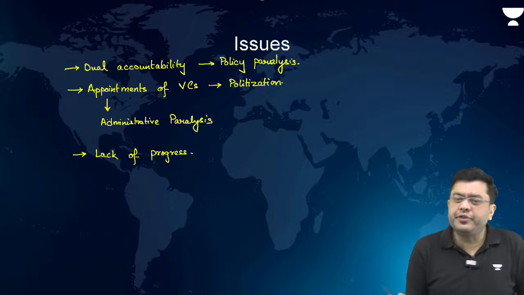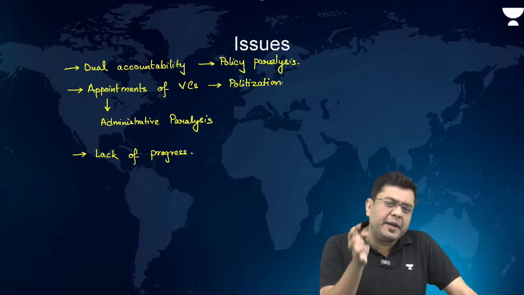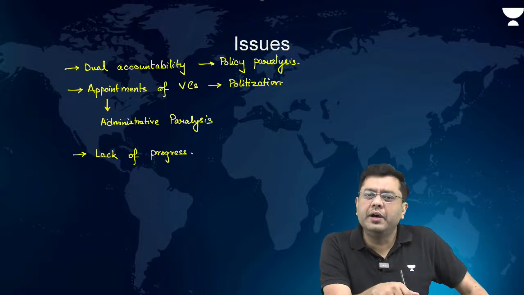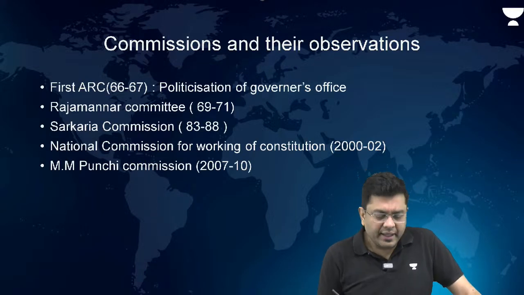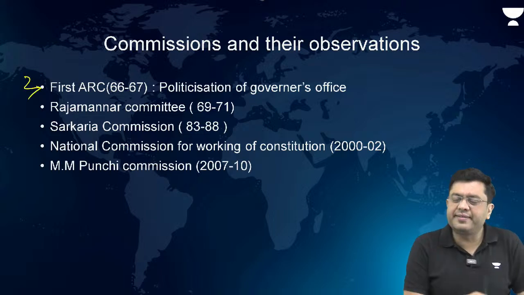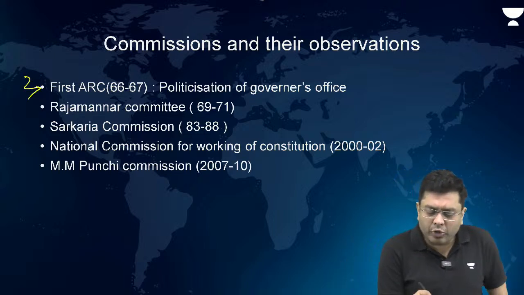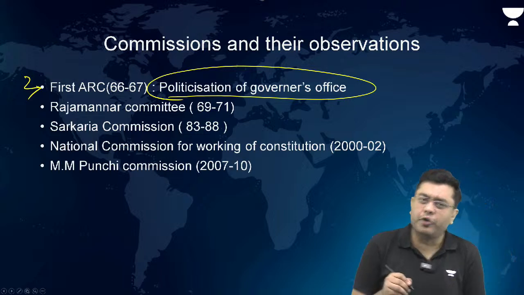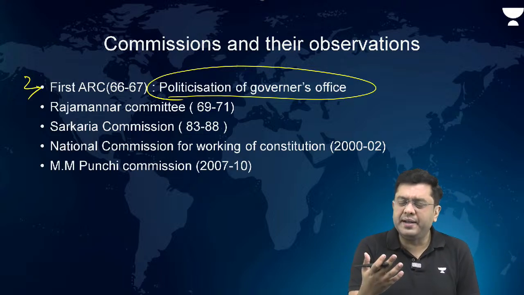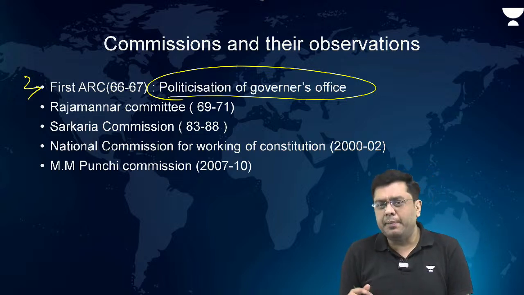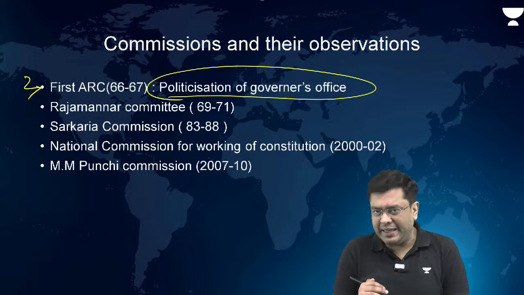So these are the various issues which we confront because of the politicization of the office of governor. Now, various committees have talked about it. As we started, the first ARC in 66-67 talked about the politicization of the governor's office. It talked about the fact that the majority of the individuals who are made governors belong to a political background. So they peddle political ideas.